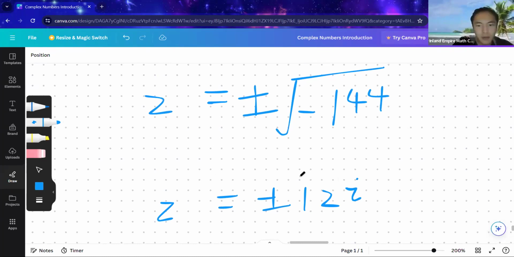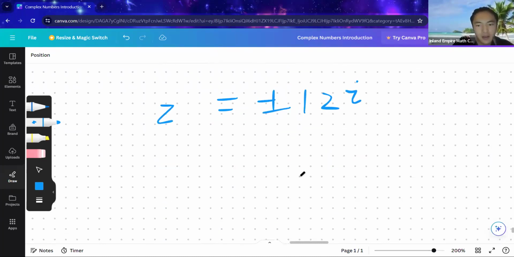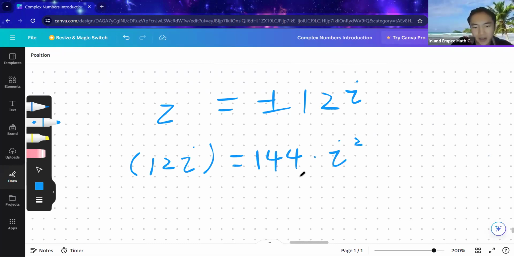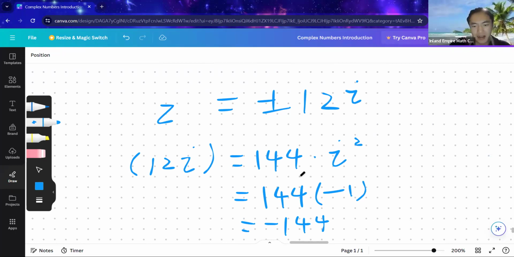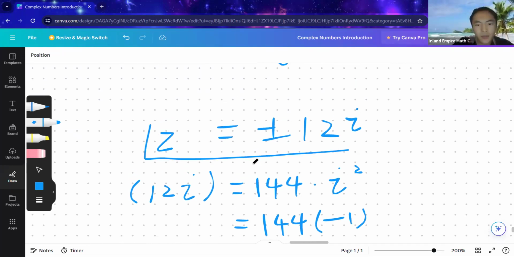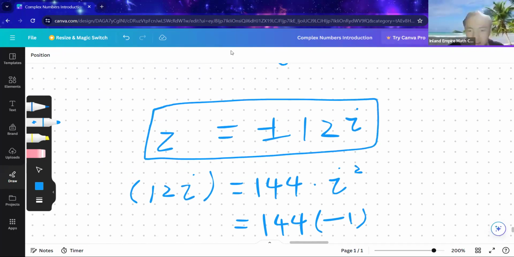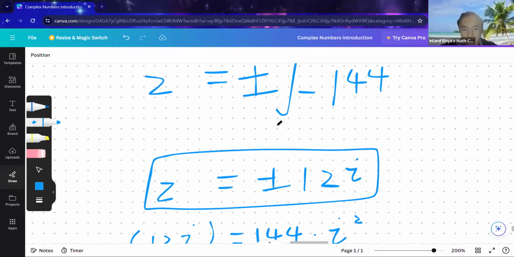And if you want to double check this, you can. You can go back and square 12i, and you would get 144 times i squared, which again is just -1, and you would get -144, which was the answer that we were looking for. So again, yes, this is the answer. Are there any questions about this? Does this make sense?